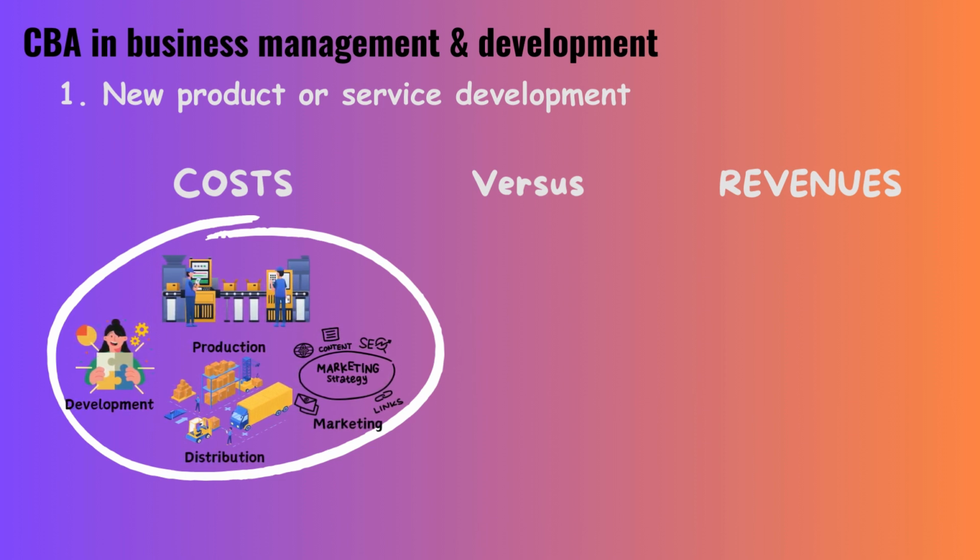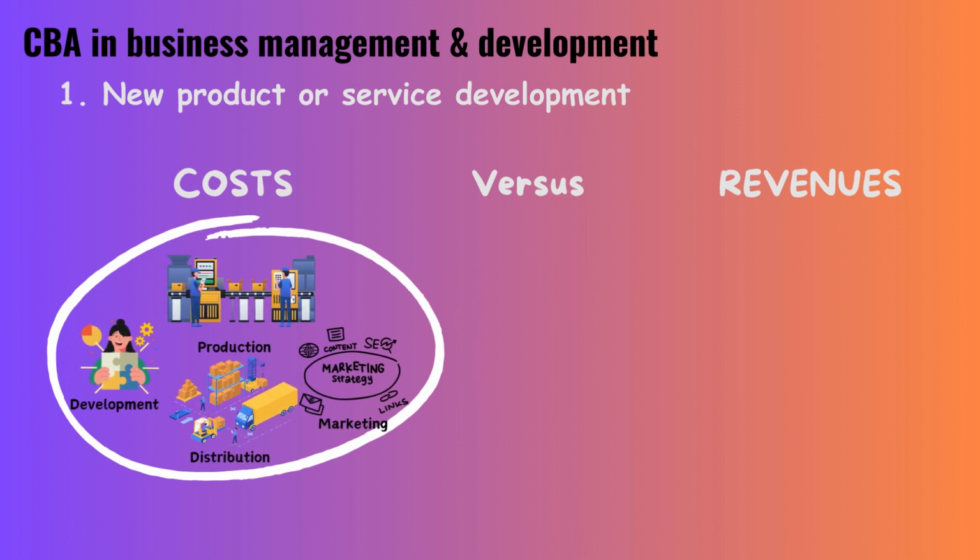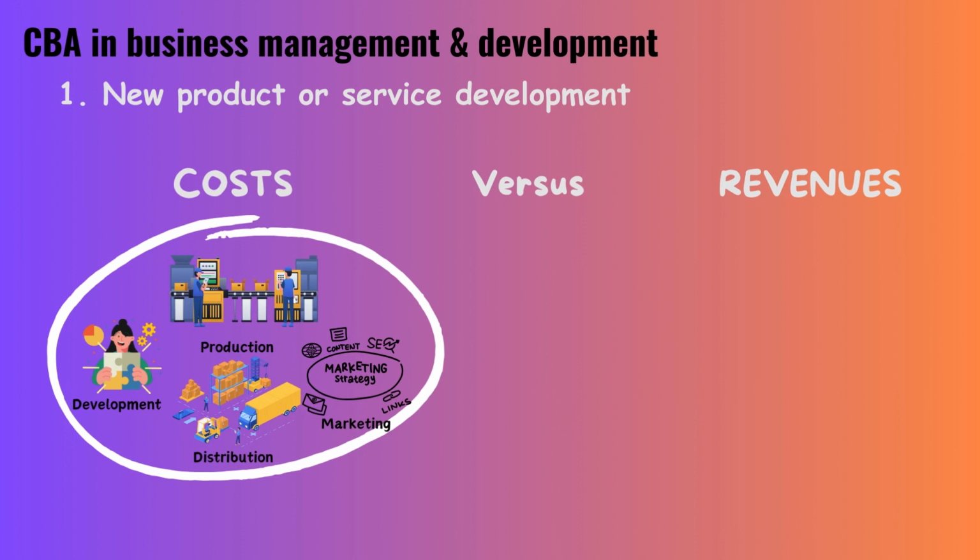Production costs include expenses for materials, labor, and manufacturing processes. Marketing costs cover promotional activity such as advertising, public relations, and market research. Distribution costs encompass logistics, transportation, and warehousing expenses to deliver the product or service to customers.